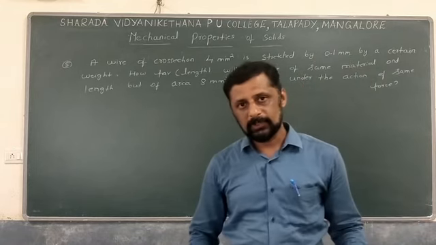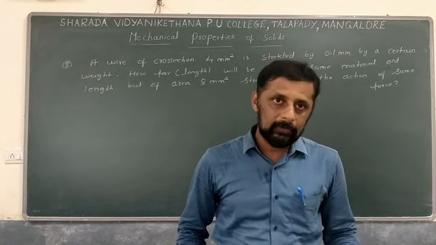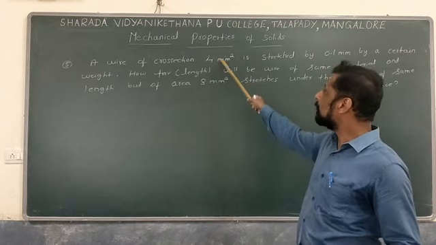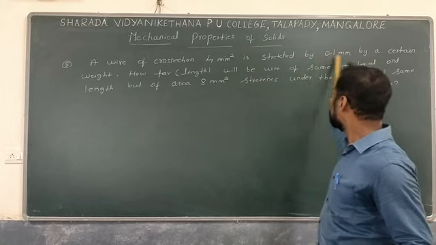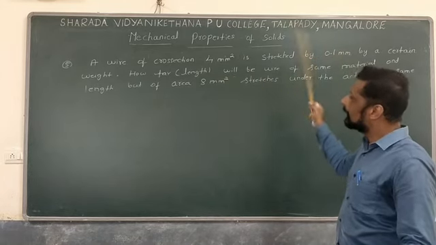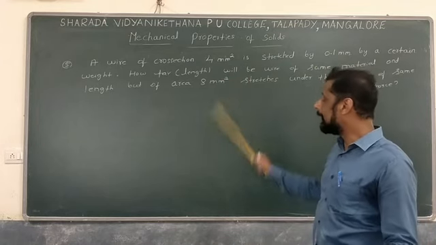Use the Young's modulus formula and try to calculate the elongation produced in the second wire whose area of cross section is 8 mm square. In the first wire, which is having the area of cross section 4 mm square, extension produced is 0.1 mm. Calculate the elongation produced in the second wire whose area of cross section is 8 mm square.